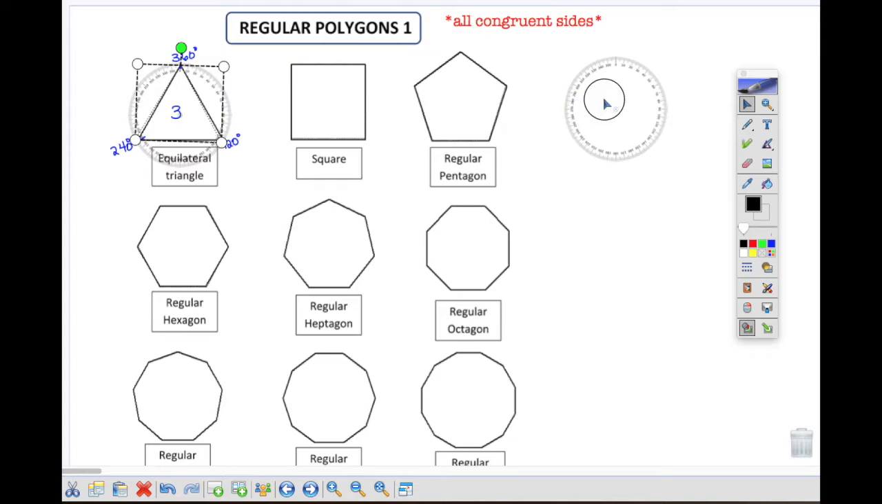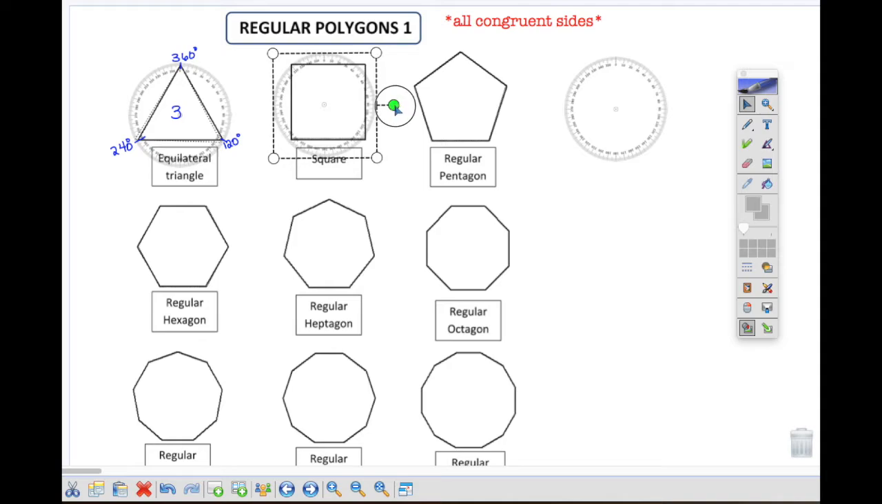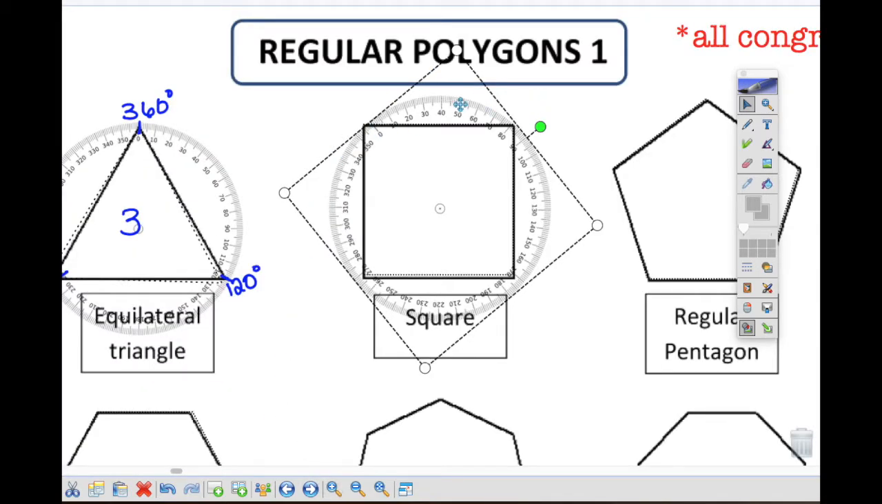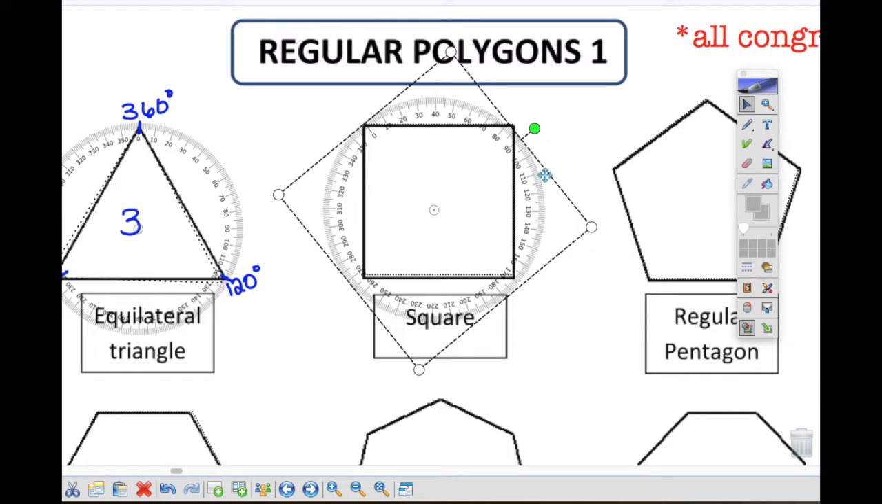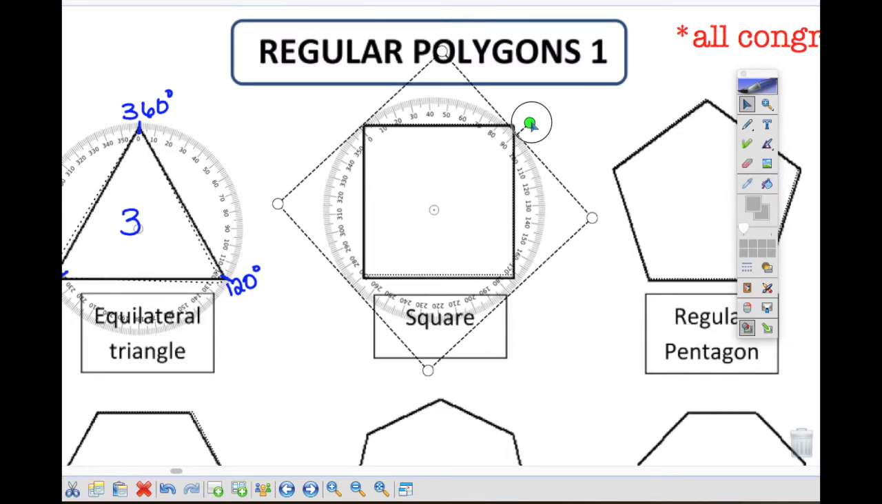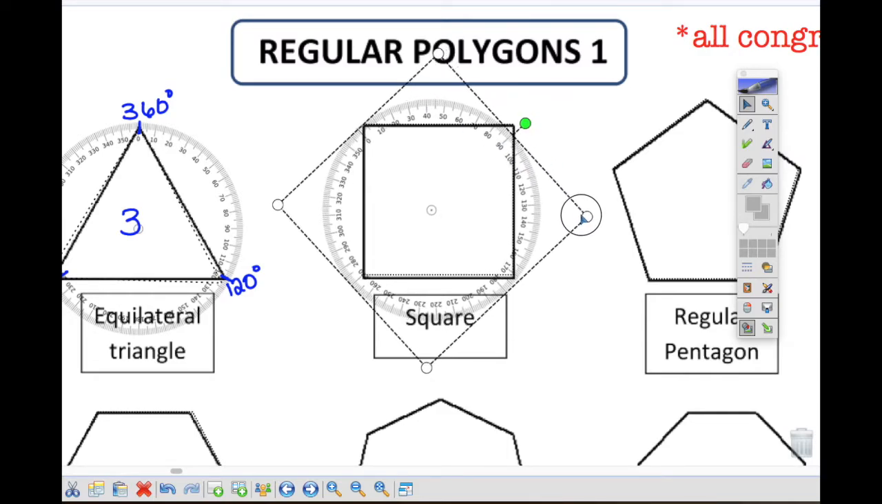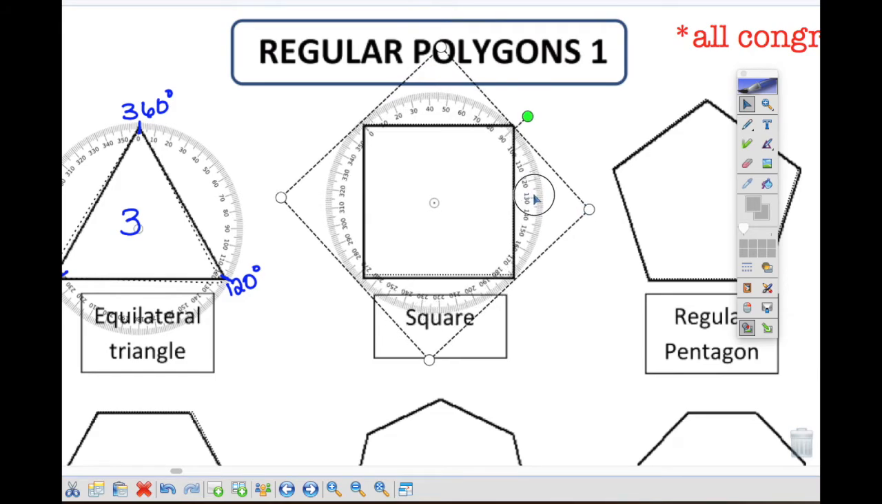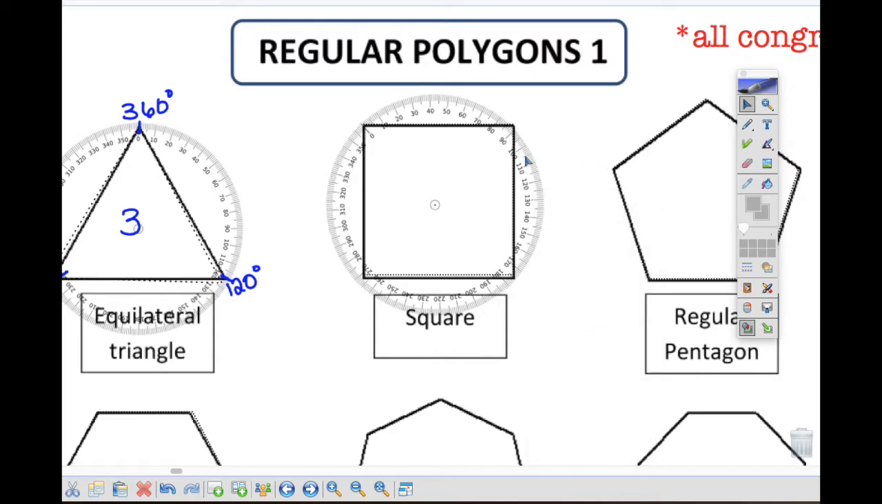Let's look at a square and see what we can find out about this square. I'm going to put the 0 degrees on this corner here. A square is a regular polygon. That means it has all congruent sides. All right, let's see if this has rotational symmetry. We're going to look right here at this 0 degrees.